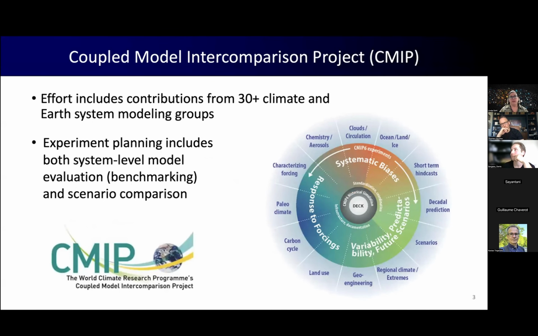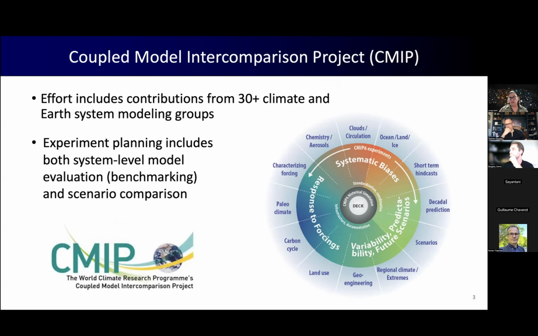So the granddaddy of all of this is called the Coupled Model Intercomparison Project, or CMIP for short. So CMIP has been around for over 30 years now, and it has become a pretty formalized process where every 5 to 7 years or so, groups from all around the world come together and perform specific experiments in common with the models that they work on day to day. And the experiment planning involves both benchmarking, so simply understanding how the models perform, and then looking at specific scenarios.